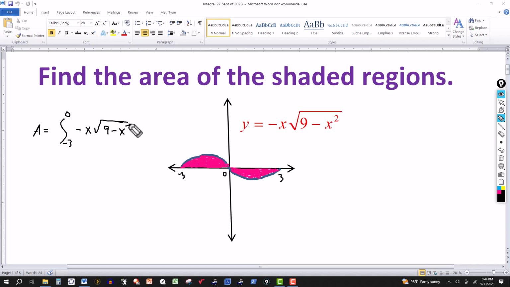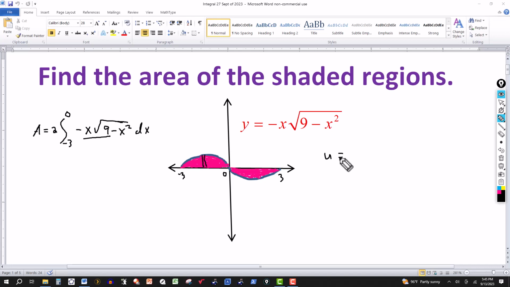It represents the rectangle here, of length from the x-axis to the graph there, which of course is the function itself, times dx. That'll give me the area of one of these, and then we double it. Because of the symmetry, we can just double it and we get the whole thing. So first I want to integrate there. I'm going to use a substitution here.